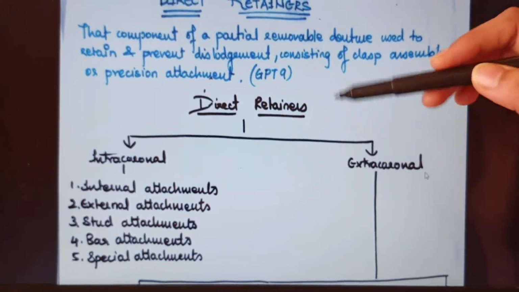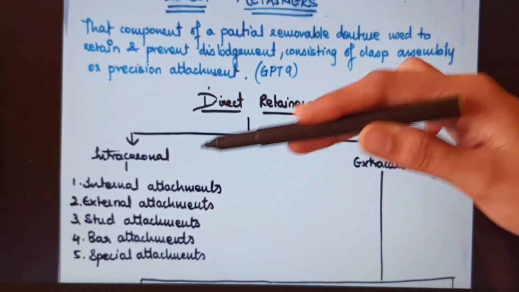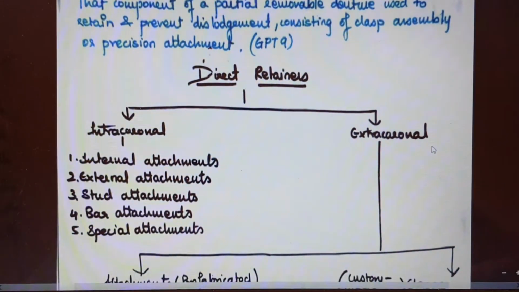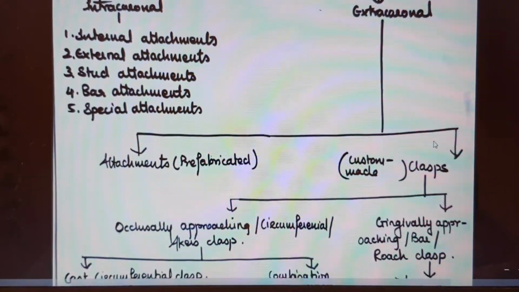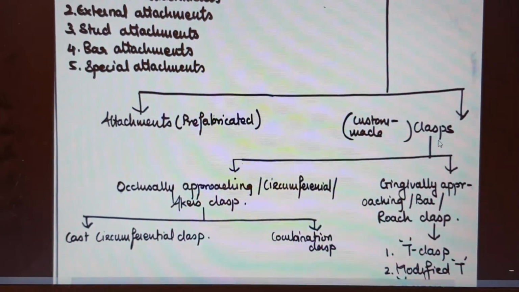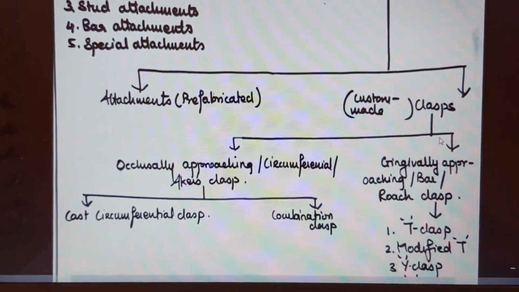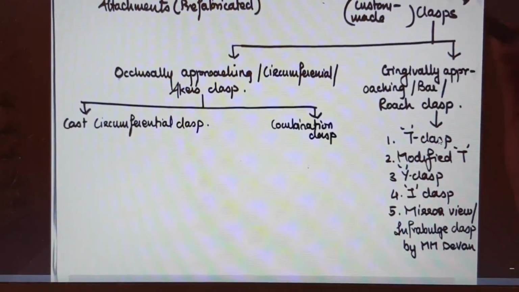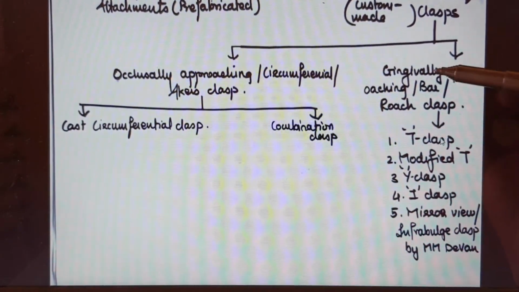So this direct retainer is further classified into intracoronal and extracoronal retainers. Now in intracoronal retainers, we have internal attachment, external attachment, stud, bar and other special attachments. Whereas in extracoronal retainer, we have attachments which are prefabricated and certain custom-made attachments are present which are called as clasp. Now in clasp, we have two types of clasp, occlusally approaching clasp and gingivally approaching clasp.